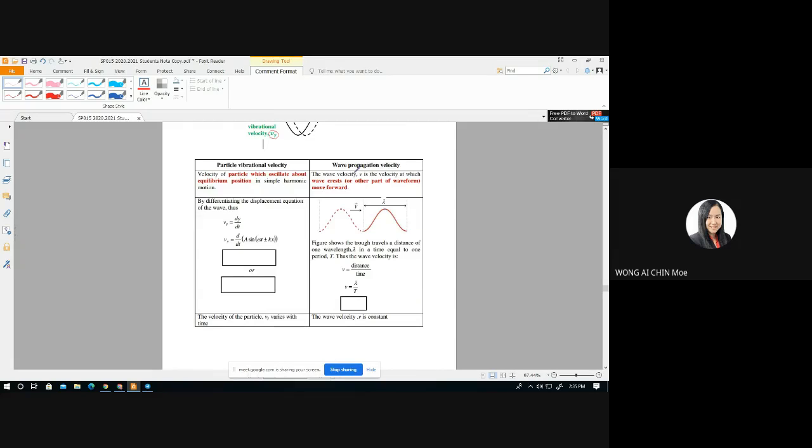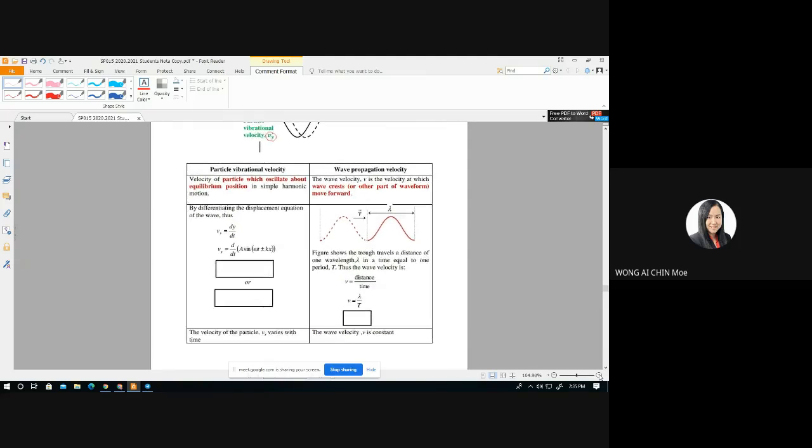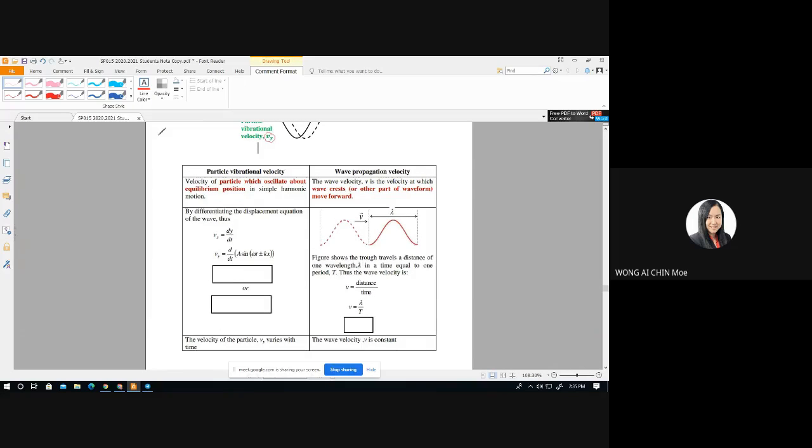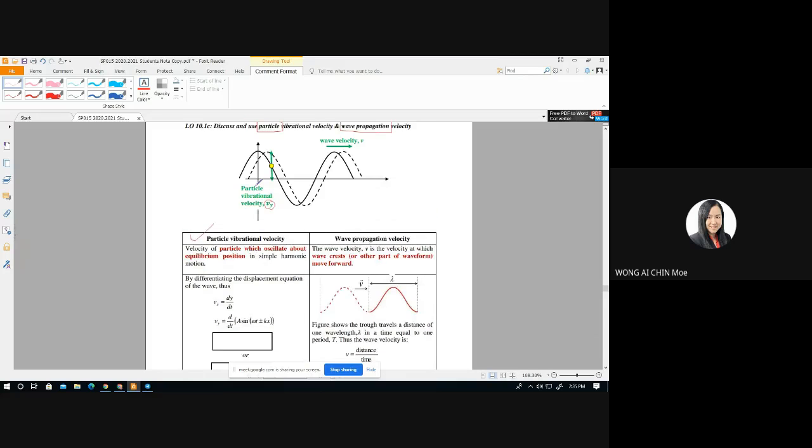Here, the first one is the particle vibration velocity. So it is the velocity of a particle which oscillates about the equilibrium position, meaning that if you refer back, it will oscillate up and down about the equilibrium position in simple harmonic motion.